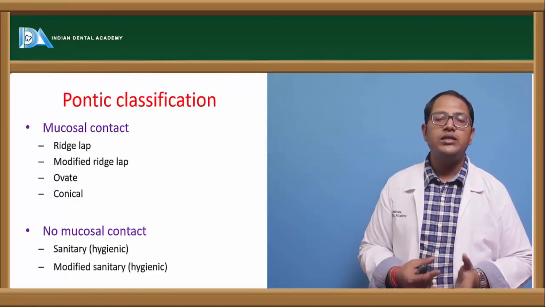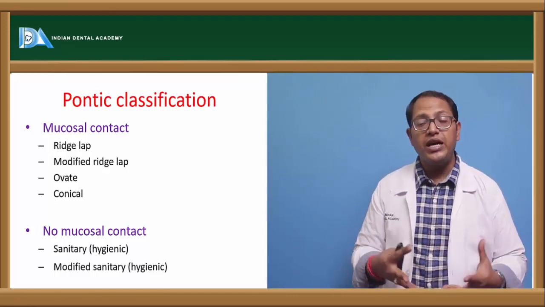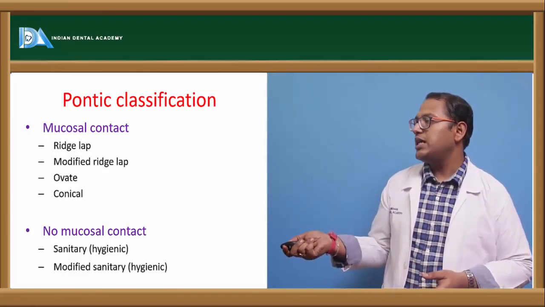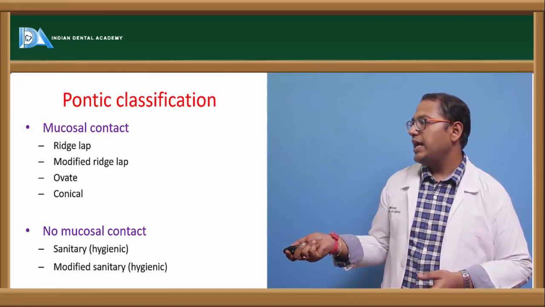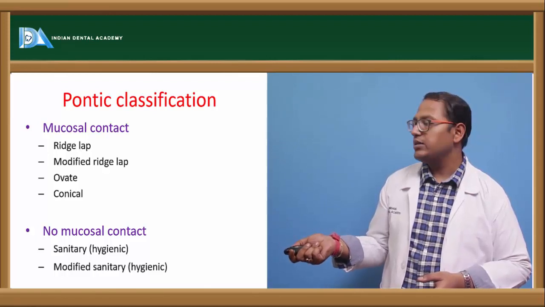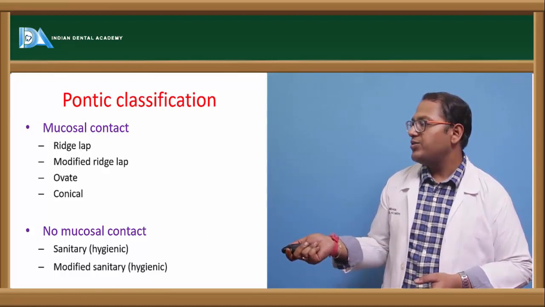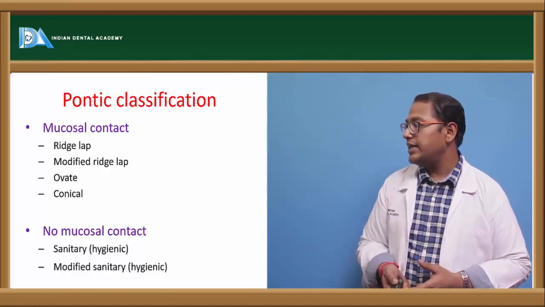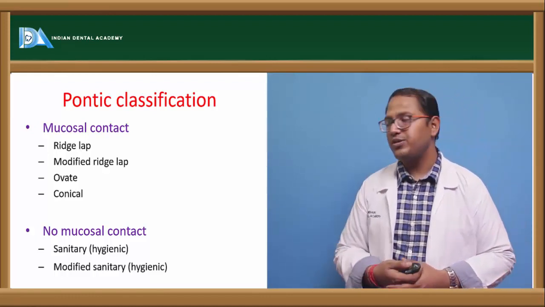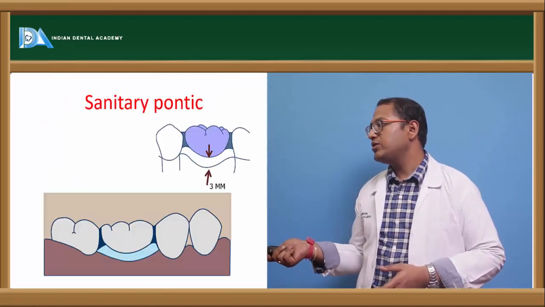Now coming to the Pontic classification. How do we classify the Pontic and what are the various designs of Pontic? There are two basic kinds according to the Rosenstiel book, that is mucosal contact and no mucosal contact. Those Pontics which contact the mucosa are called mucosal contact. Those which do not contact the mucosa are called non-mucosal contact. For example, sanitary or hygienic Pontics do not contact the mucosa. Modified sanitary, a hygienic Pontic which was modified in shape. Then there are ridge lap, modified ridge lap, ovate, and conical. We'll come to all of them one by one.